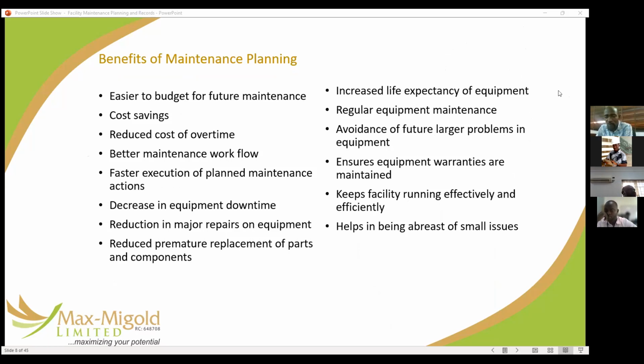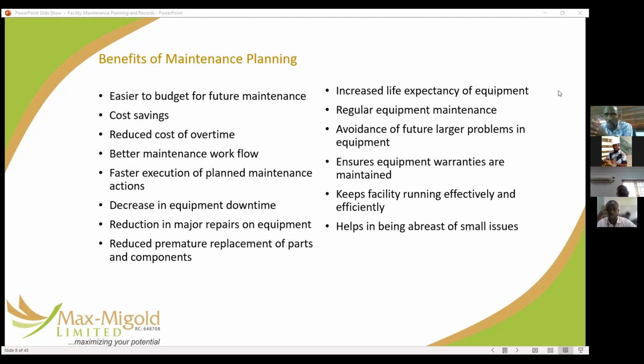It is easier for you to budget for future maintenance, cost saving, reduced cost of overtime, because when you have a very good plan in place, it's not that a task that two laborers can easily carry out, you eventually put five laborers there. Your good maintenance plan will help you to know exactly the number of manpower you're going to put for a particular task. Then better maintenance workflow, so you know where to start and how to speed up.